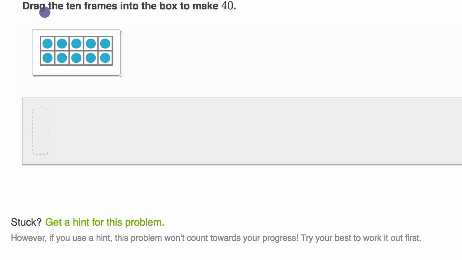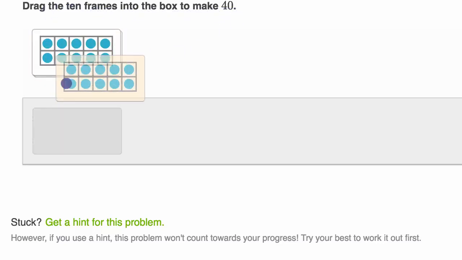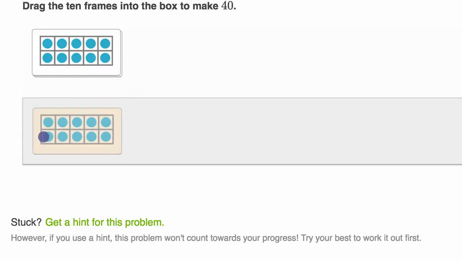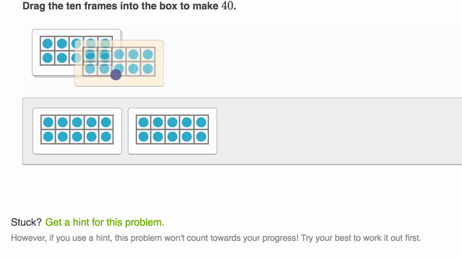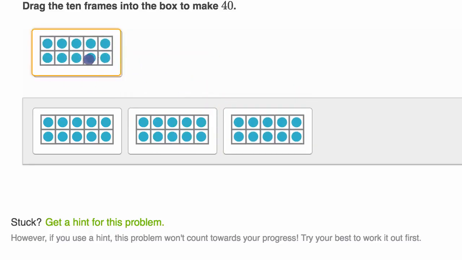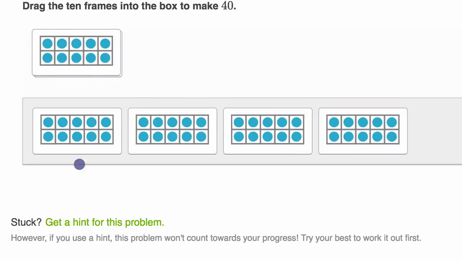Here we're told, drag the 10 frames into the box to make 40. So let's see. Here, this is 10 right over there. Then we get another 10, gets us to 20. Then another 10 gets us to 30. And then finally another 10 gets us to 40. 10, 20, 30, 40. We're done.